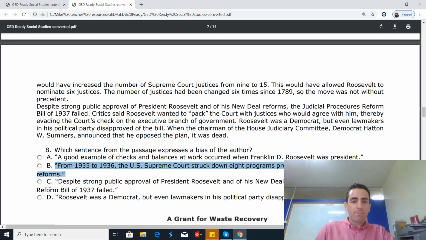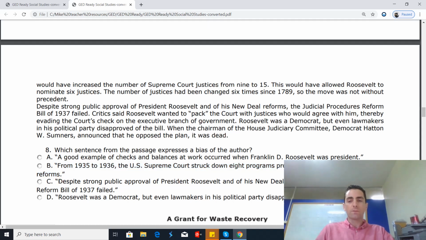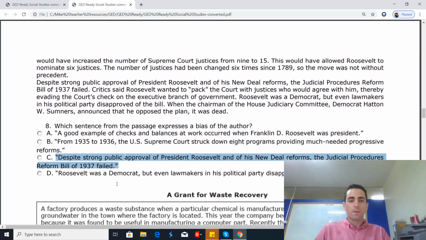So it can't be B, because B is a fact. C, despite strong public approval of President Roosevelt and of his New Deal reforms, the Judicial Procedures Reform Bill of 1937 failed. Okay, well, that's a fact as well. So it can't be that. D, Roosevelt was a Democrat, but even lawmakers in his political party disapproved of the bill. That's a fact as well, I think.